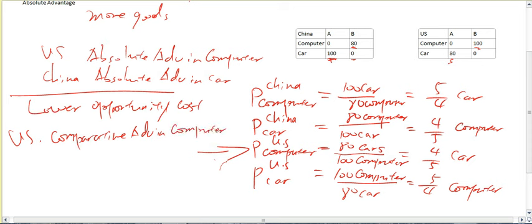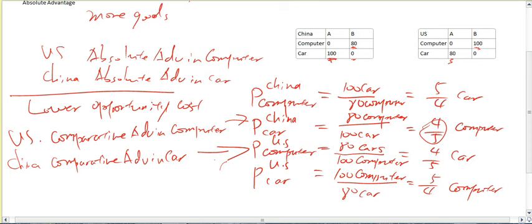And then for cars, the price of a car in China is 4/5 computer, and the price of a car in the US is 5/4 computer. So China has a lower price on cars. So China has the comparative advantage in cars.